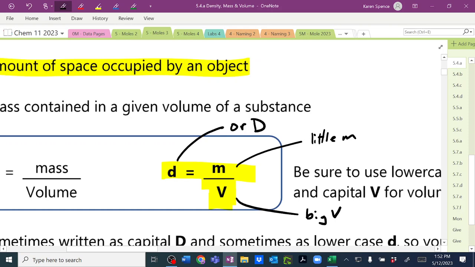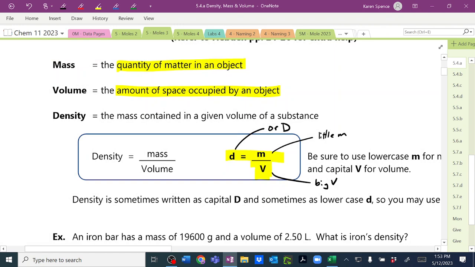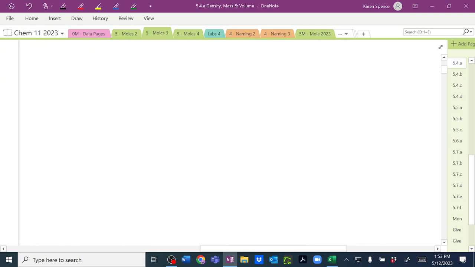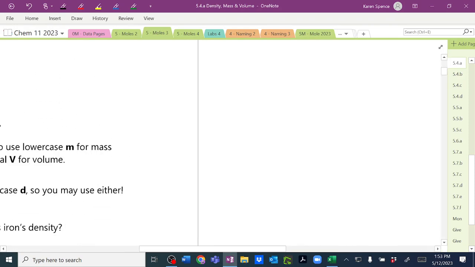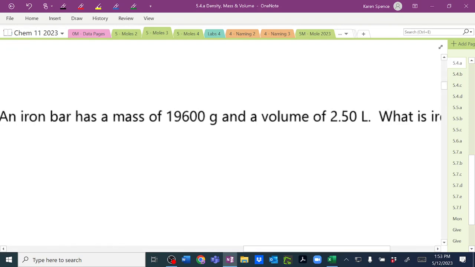All right, and so now we are going to do a couple of examples which you have written for you there, but I'm going to do over on the side. I think I am. Where did they go? They were here. I put them here. Ah, there we go, an iron bar. Excellent.